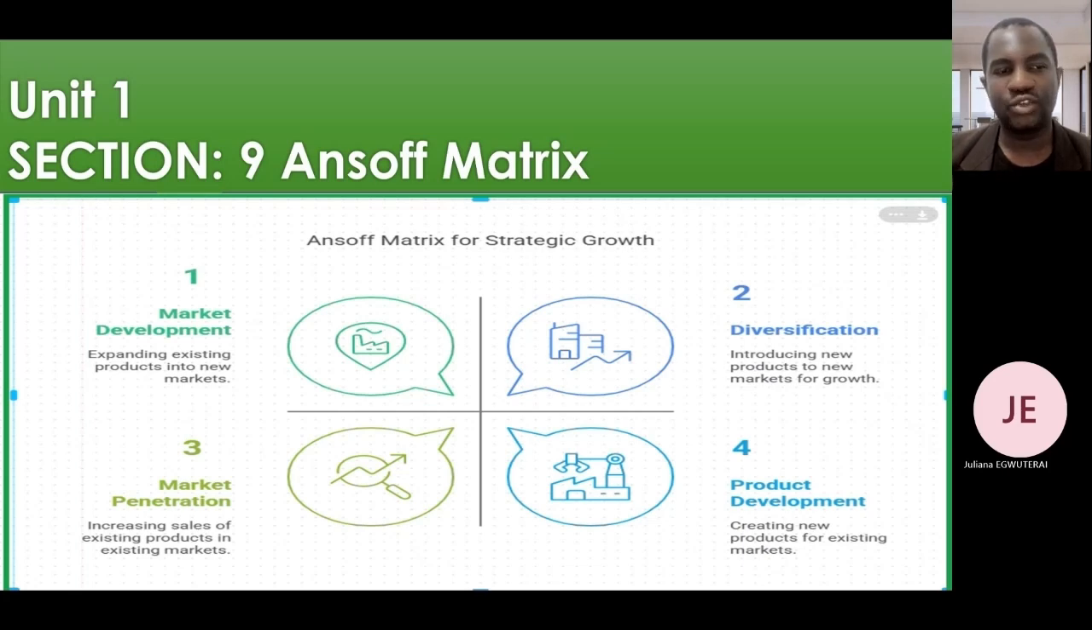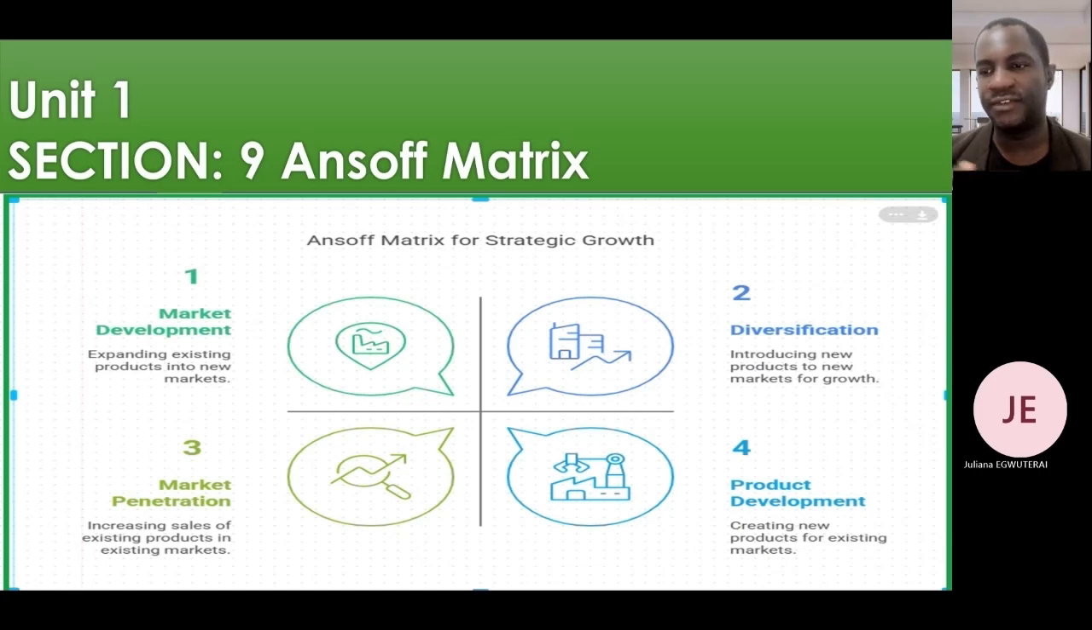So market development speaks to existing products entering new markets, not new products. For example, we spoke about Coca-Cola. Coca-Cola is in Kano, maybe in the metropolis, and you want to penetrate the villages that have more population. You want to enter into areas like Karaye, Madobi, and those intricate areas to bring awareness and develop the market there for this product. So you are expanding your existing products into new markets. That's what market development speaks to.